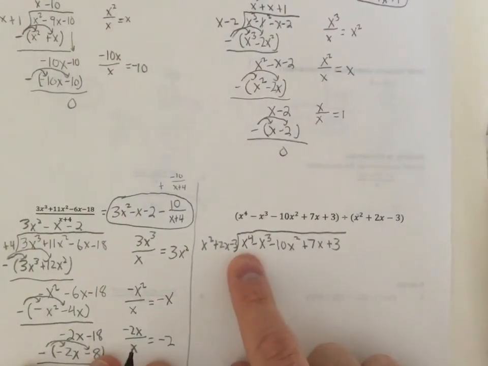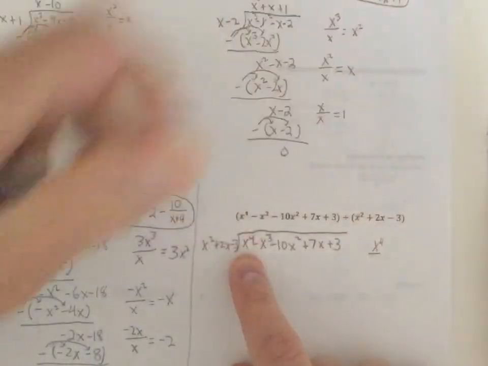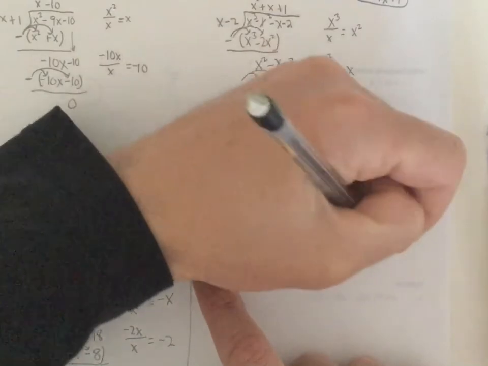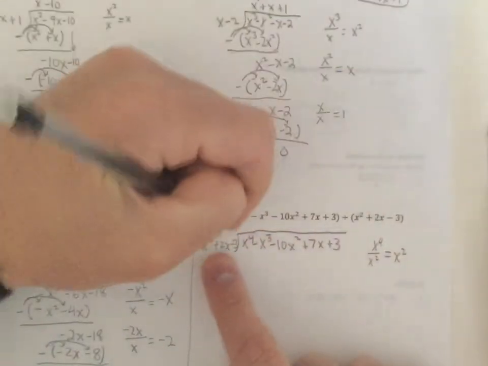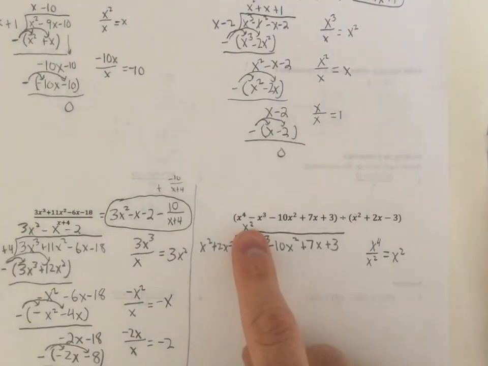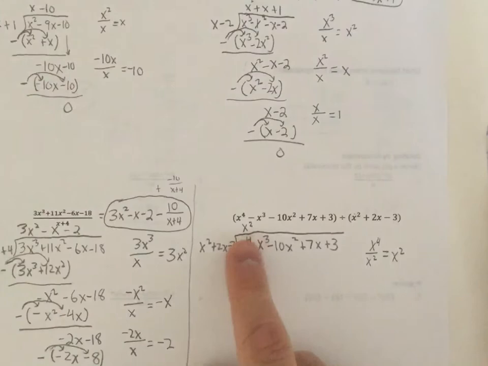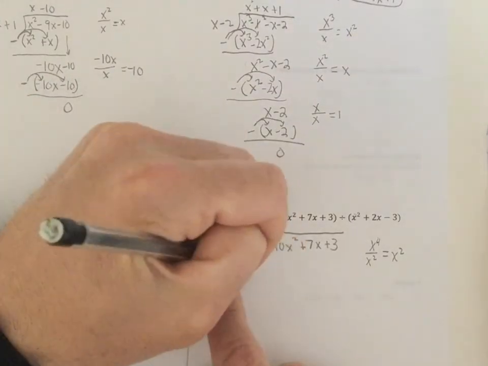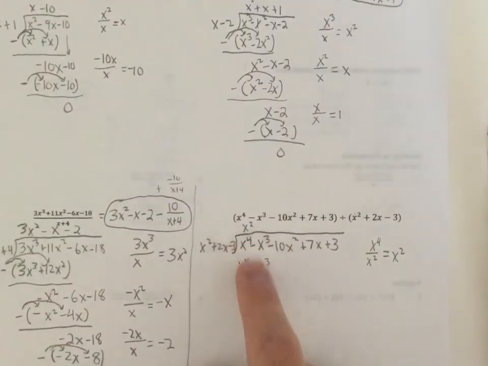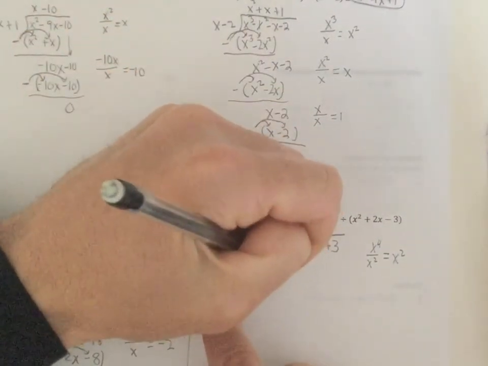So I look at my leading number, x to the fourth. My leading number for the divisor is x squared. X to the fourth divided by x squared is x squared, and I put x squared up here. So now I multiply x squared times x squared is x to the fourth. X squared times 2x is plus 2x to the third. And then I do x squared times negative 3 is negative 3x squared.